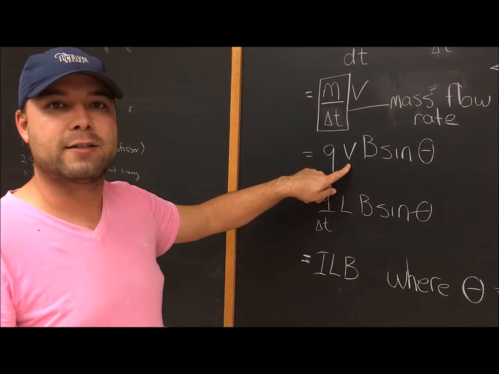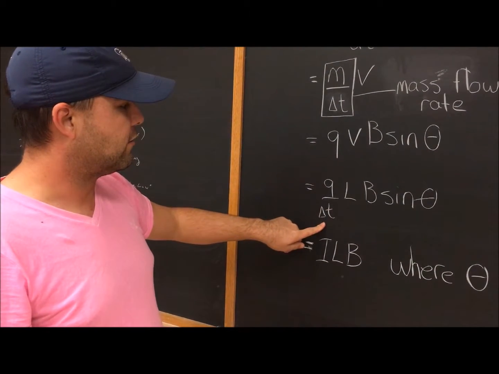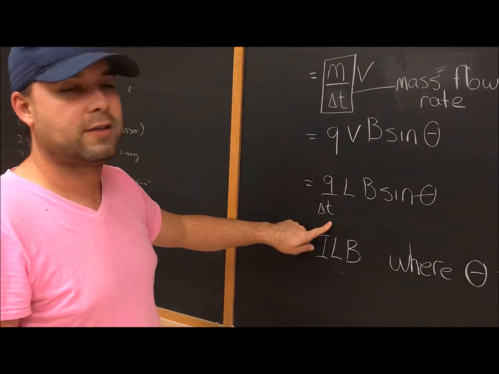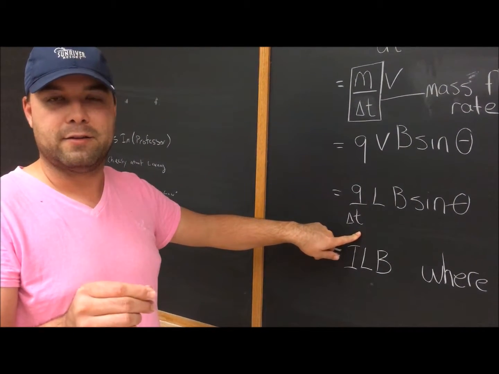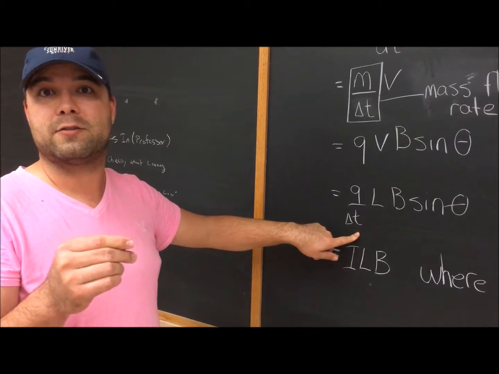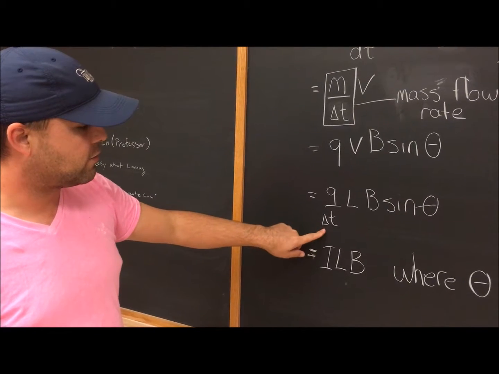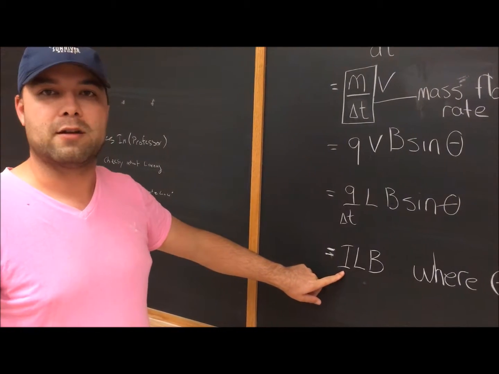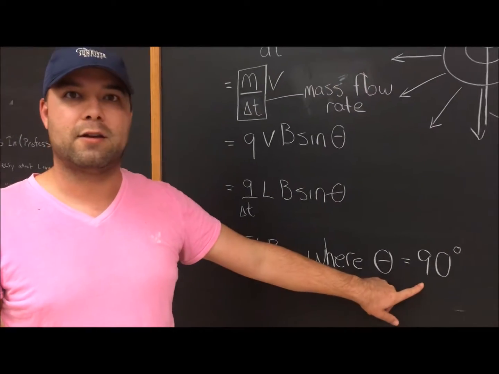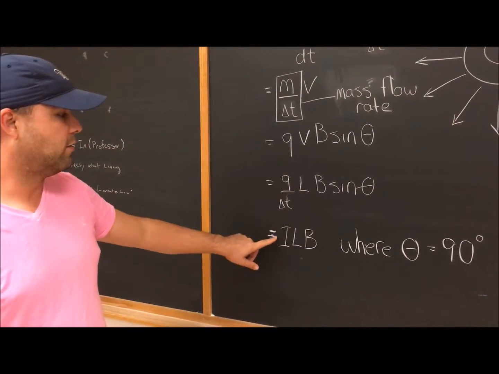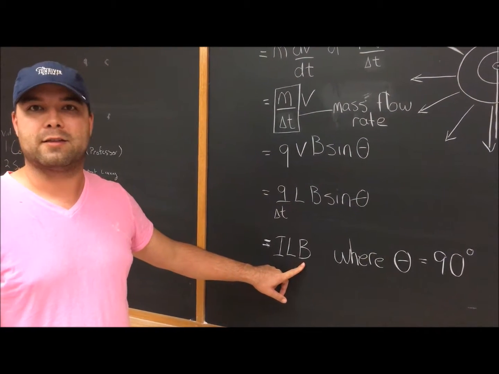Then we rewrite velocity as length over time, L here, and delta t over here. This Q over delta t is the amount of charge that's moving through a cross-sectional area over a time interval. This is also known as current. So once we rewrite everything here and replace Q over delta t with I, we end up with I L B sine theta. And since theta is always 90 degrees, we're just left with current times length times magnetic field. And that's Lorentz's law.